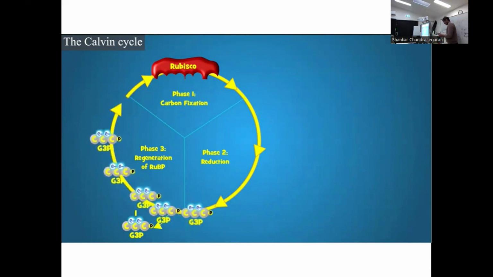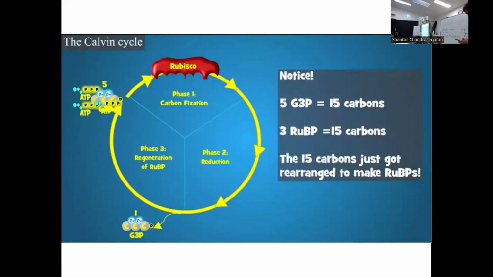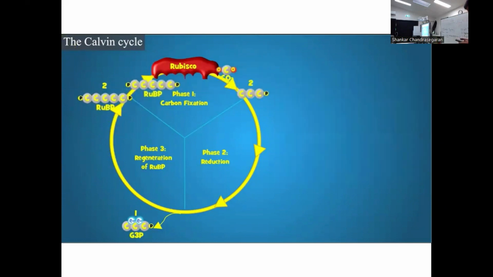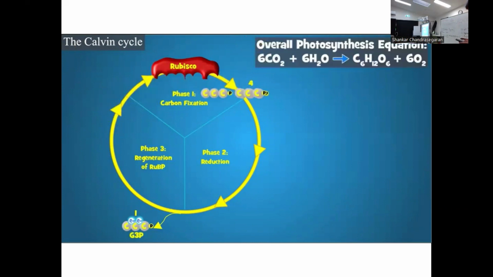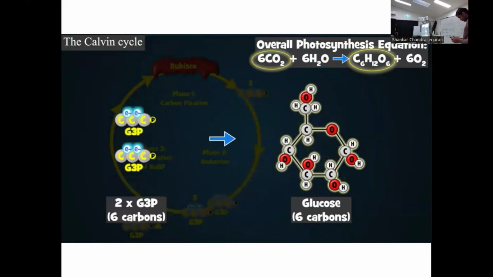To do this, energy is required. Can you guess where that energy comes from? You said ATP. You are right. Let's watch. Now that we've completed the Calvin cycle for 3 carbon atoms, let's go through the process again so that we can make glucose. Remember, our overall photosynthesis equation has 6 carbon dioxide being used to make 1 glucose molecule with 6 carbons. With this in mind, how many G3Ps are needed to make 1 glucose? You said 2. You are correct.